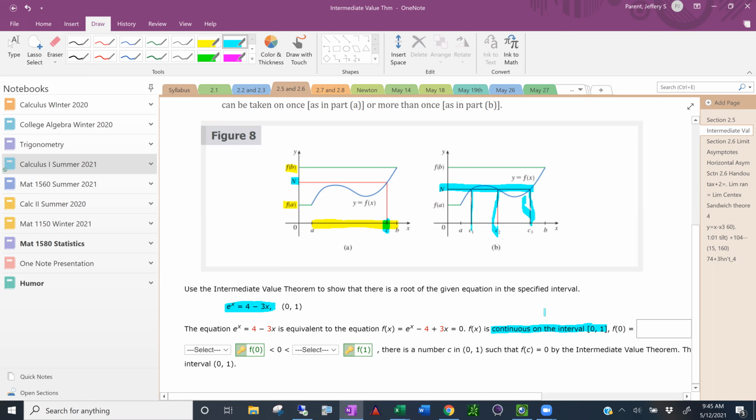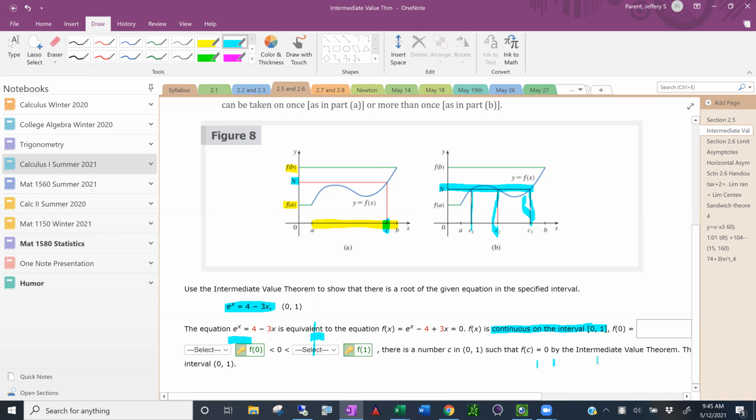So first part is that f of 0 is less than 0. So basically that's saying that the function is negative. And then f of 1 is greater than 0, so it's positive. So the function goes from negative to positive. That means that 0 is trapped in between. So somewhere in the interval 0 to 1, the graph has to cross the x-axis. So there's a number c in the interval such that f of c equals 0 by the intermediate value theorem.